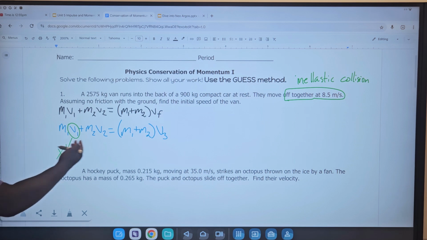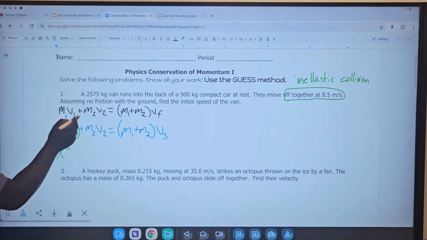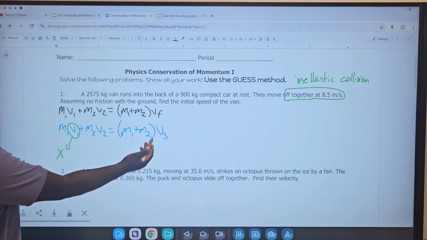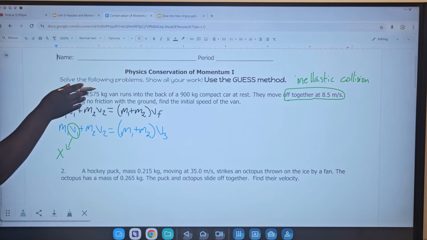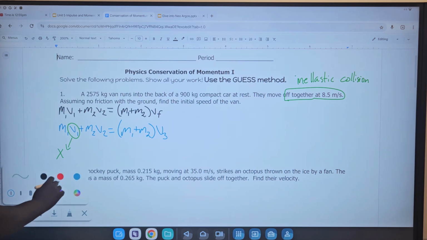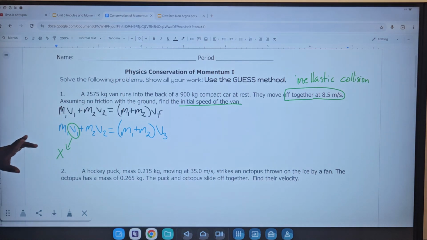If you put this into Desmos and make v1 your x value, once you plug in all your other numbers, look for the x-intercept. The x-intercept will tell you what your answer is. One more time. Here's your base equation. Here's the equation you would put into Desmos, where vf becomes v3. Once you have this in Desmos, graphing calculator, turn whatever variable you need into x. For example, this problem has you looking for the initial speed of the van. That is v1.